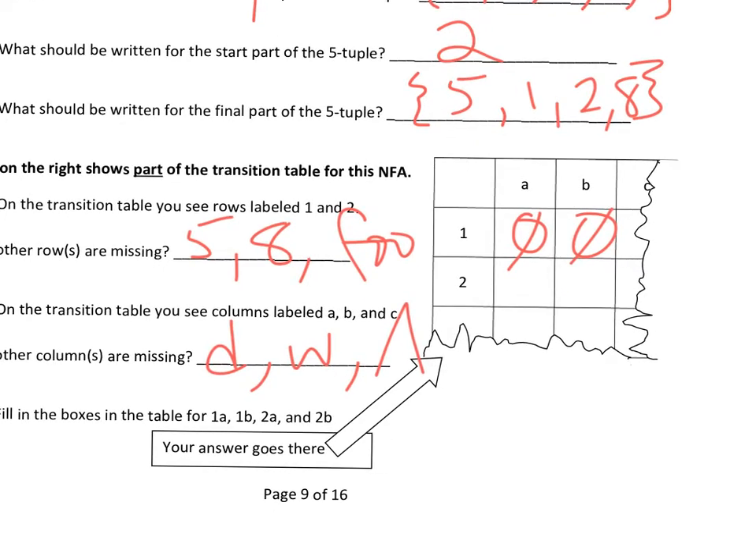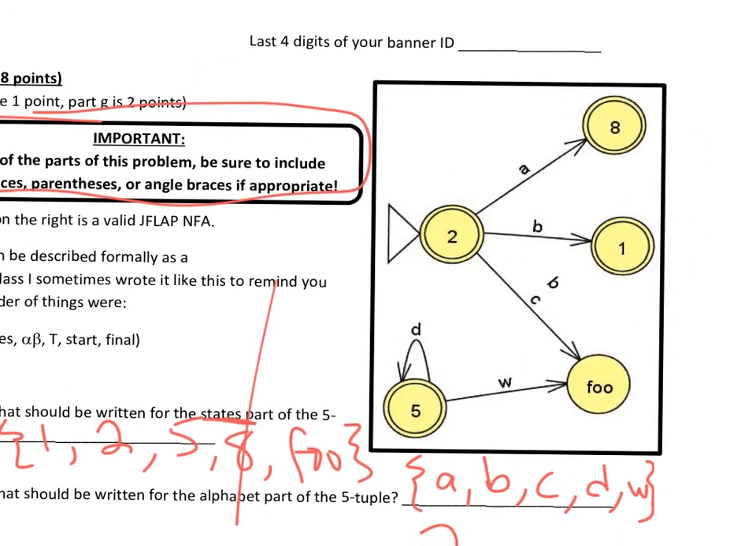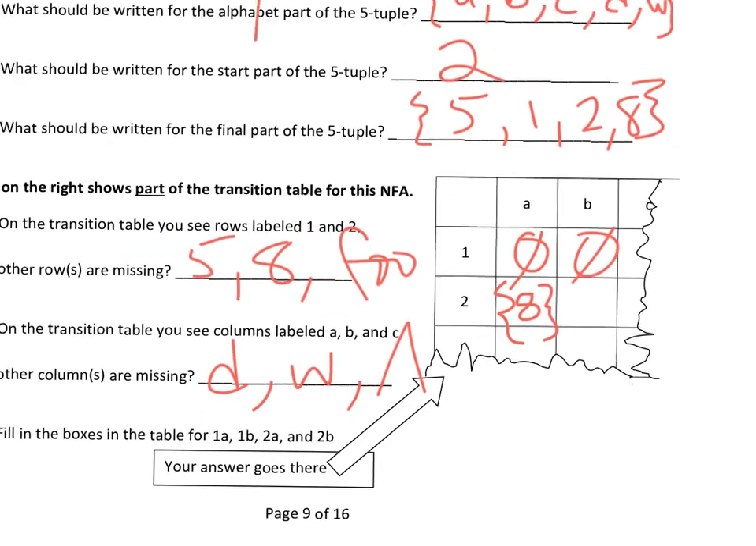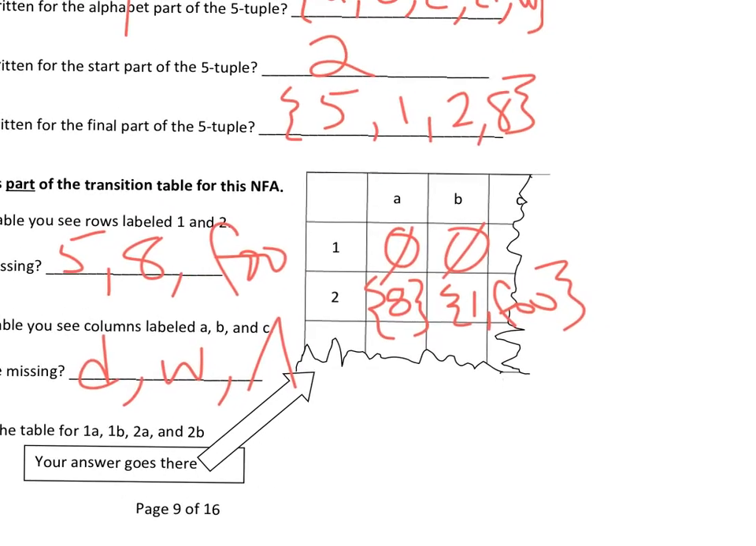So 2 on an A, we said could only go to 8. But because we're writing an NFA, and this has to be a function, we can't just write an 8 there. Everything has to be a set. And I forgot, what did we say? So 2 on B goes to 1 and foo. So in here, we'll make a set that goes to 1 and foo. And I think that was it for this question, right? Yep. Cool.